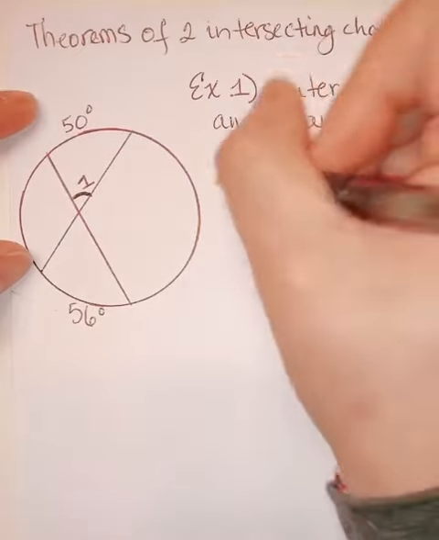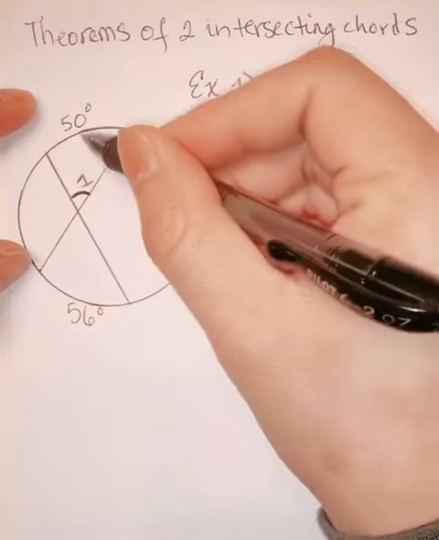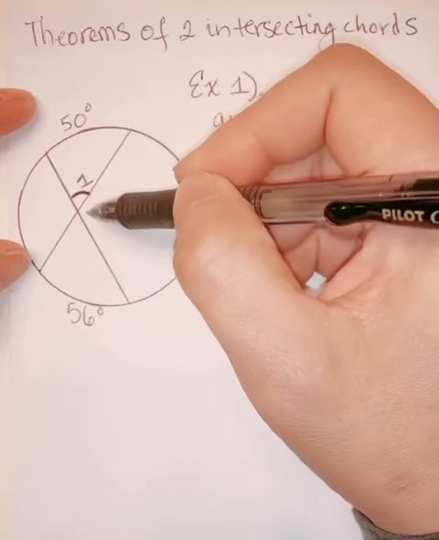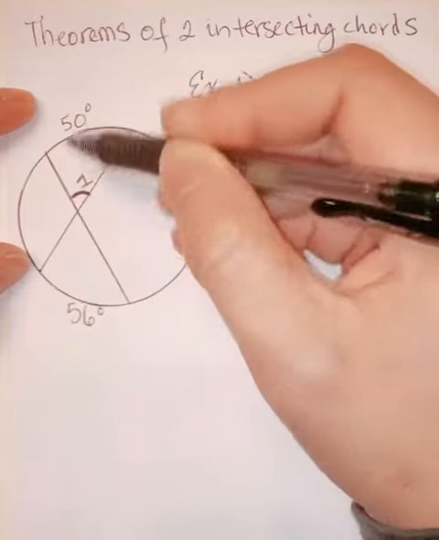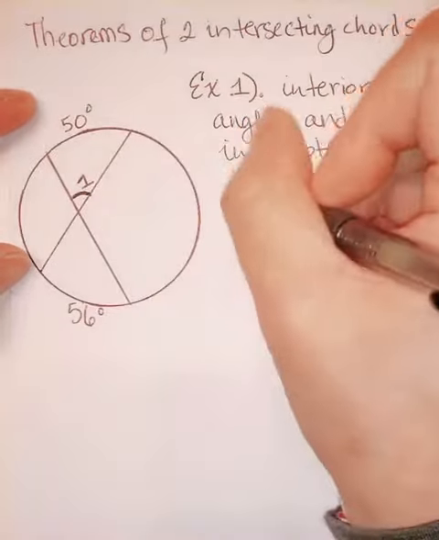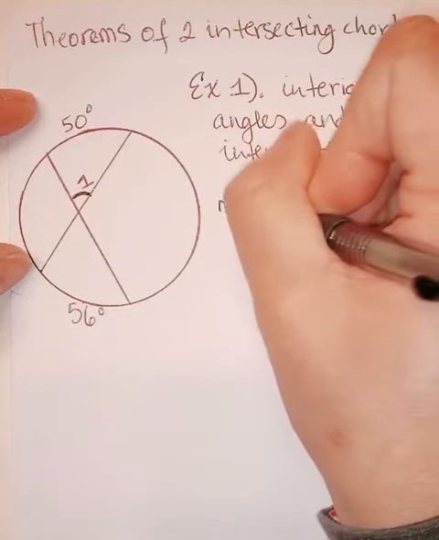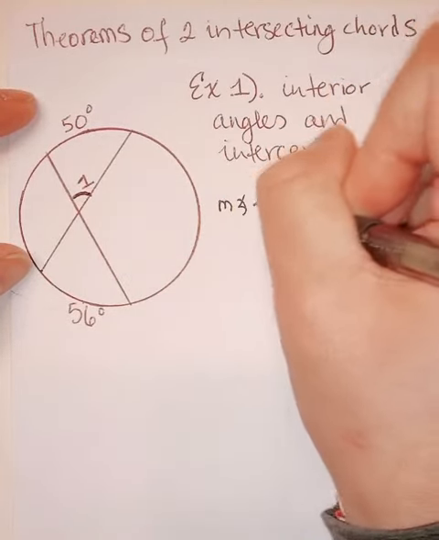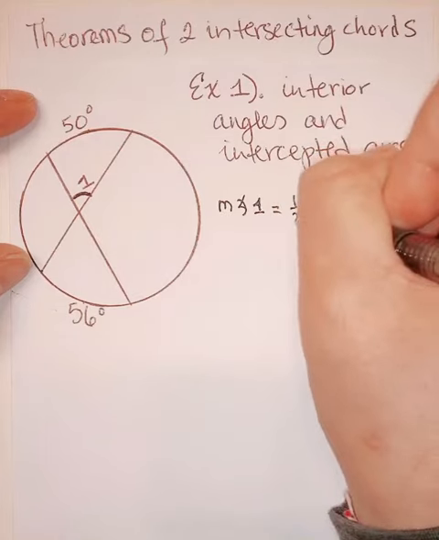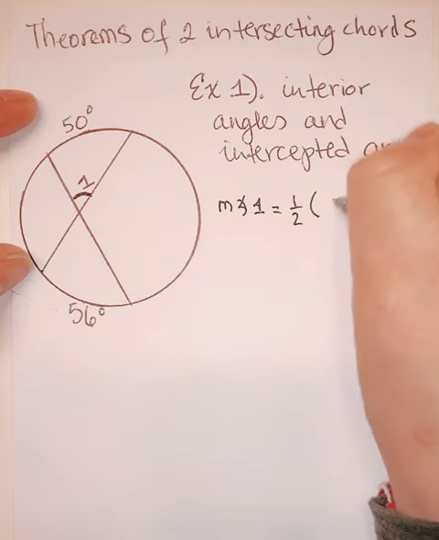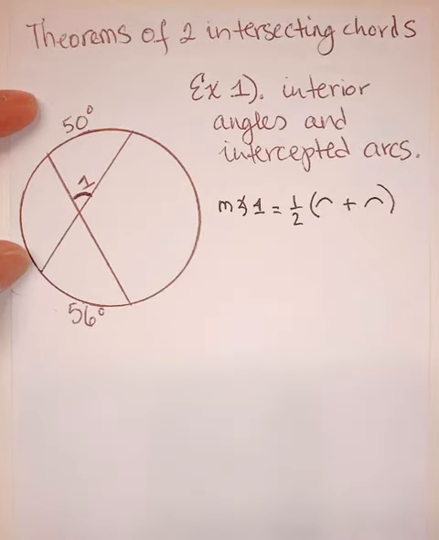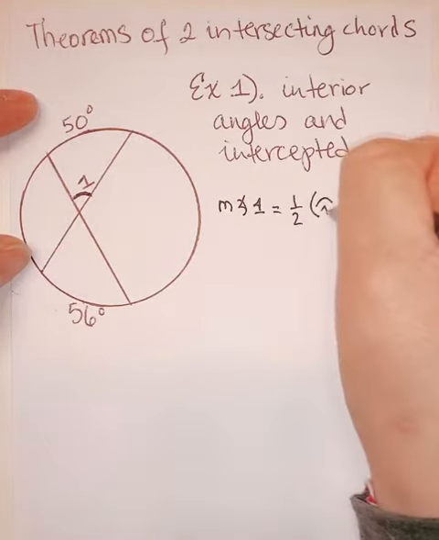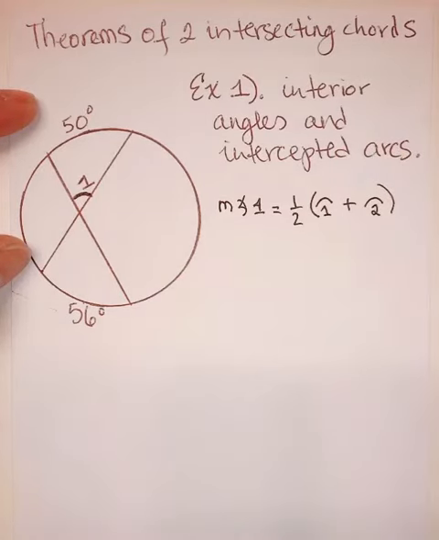There's a theorem that says the measure of angle 1 is half of the sum of these two arcs added together. So the measure of angle 1 is half of the sum of the two arcs, arc 1 and arc 2. So this is the relationship.